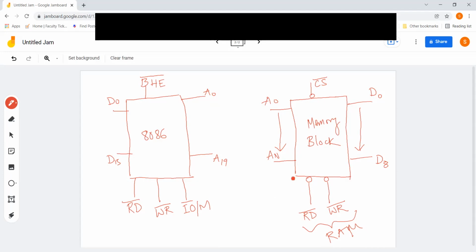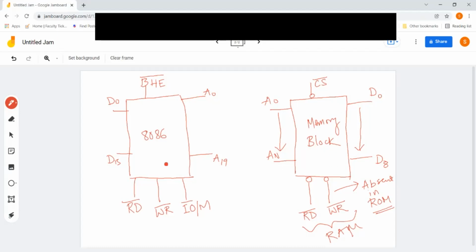If it is a ROM chip, we can't write on it, so there is no meaning in connecting a write control signal there. So the write signal will not be there. I'm writing it here as absent in ROM. So these are the signals one memory chip will have.